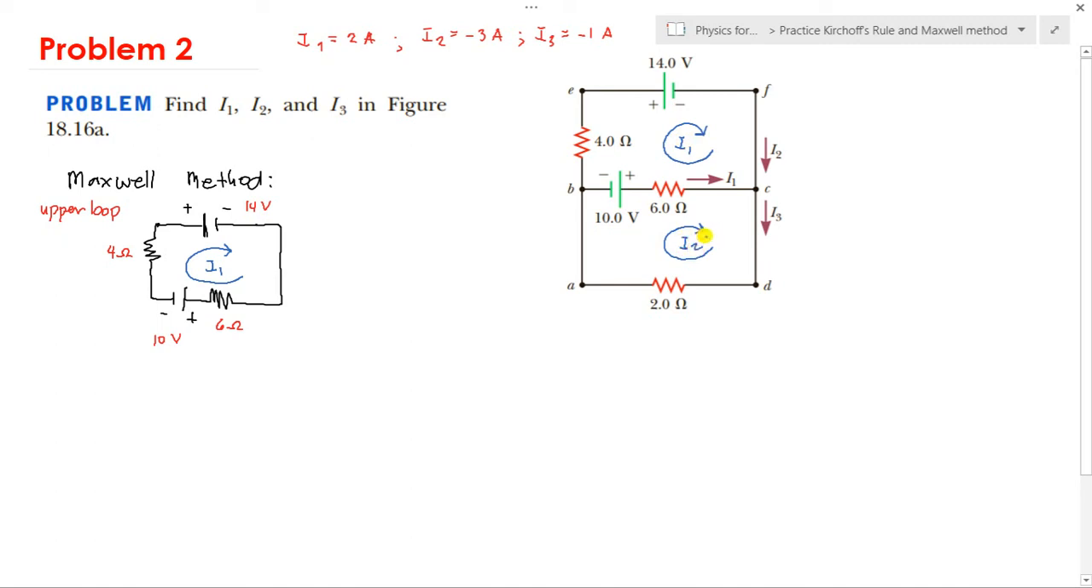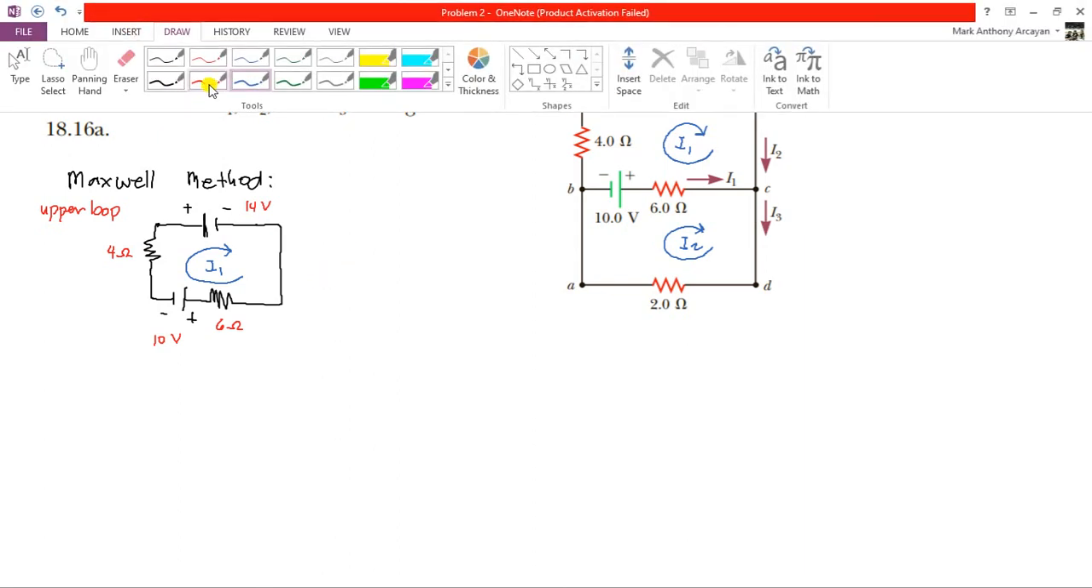So mana kay Maxwell, I1 na siya. And just follow its direction. So kay Maxwell, kung makasugat siya og resistor, voltage drop dayon. And then for battery, mag-agad kung if that is from positive to negative, that is voltage drop. If from negative to positive, voltage rise. So here, our assumed direction is clockwise.